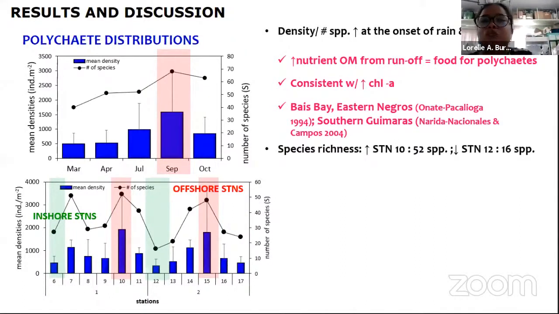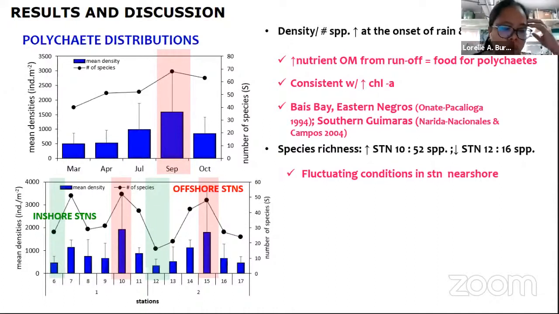The species richness is also high in station 10 and lowest in station 12. Decreased species richness in the inshore station is likely due to fluctuating conditions in the area due to frequent suspension and changes in salinity, as it is very near to the mouth of the river, which is dominant in the area.